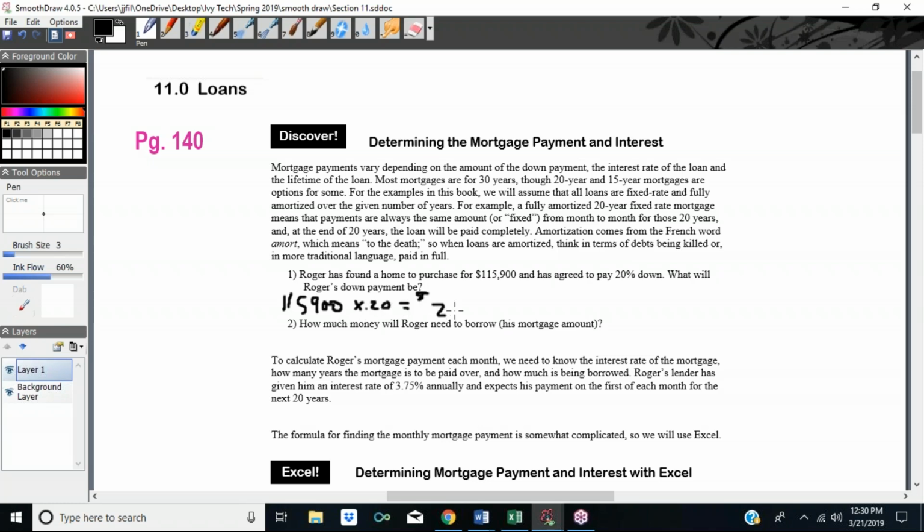Thank you, Anna. It's 23,180, and some of you others are getting that in there. Perfect. So that's how much Roger's going to give cash to the bank when he goes to make this purchase. And whatever's left, he's going to have to borrow. So the amount he's going to borrow is the 115,900 minus the 23,180. Okay, so he's not mortgaging the price of the home. He's mortgaging the balance after he makes the down payment, which is 92,720. Good job.